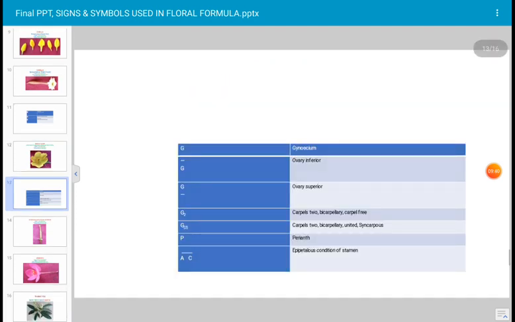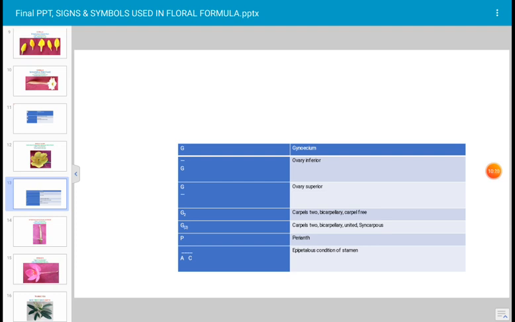Next slide. Gynoecium of the flower is the female part of the flower. In the floral formula it is represented by capital G. If the ovary is inferior, you have to draw a small line at the top of the capital G. If the line is below the capital G, it represents that the ovary is superior.